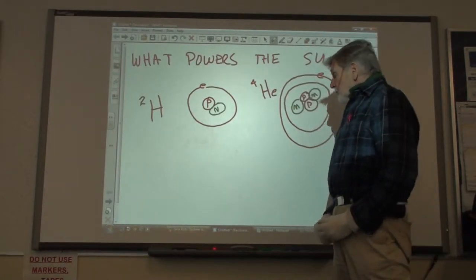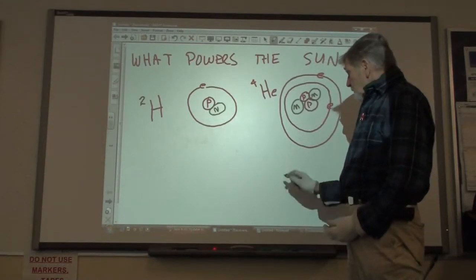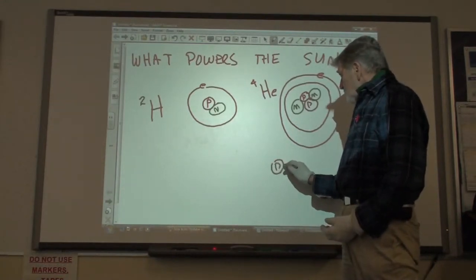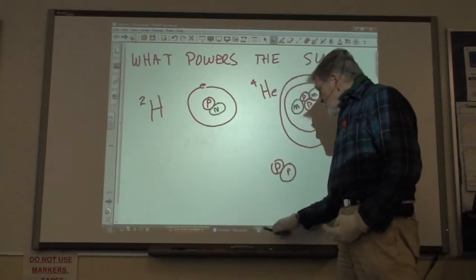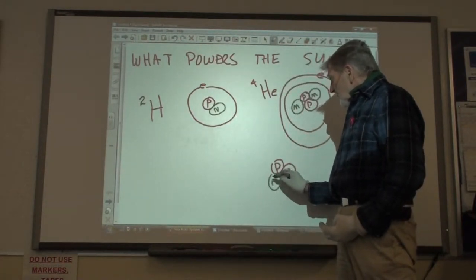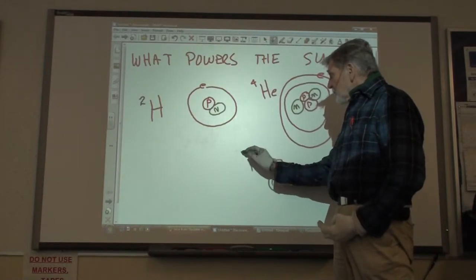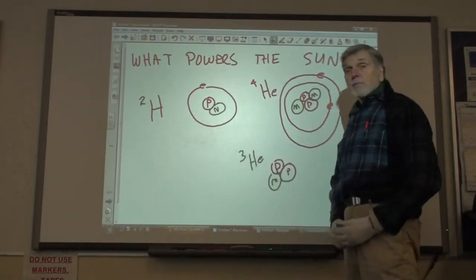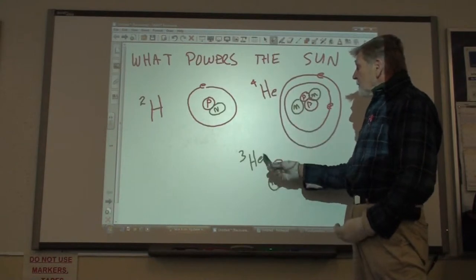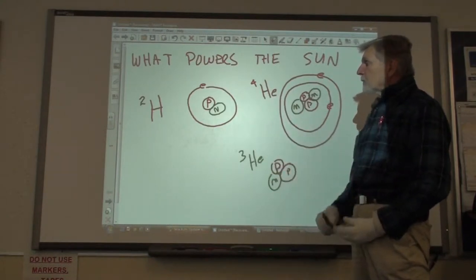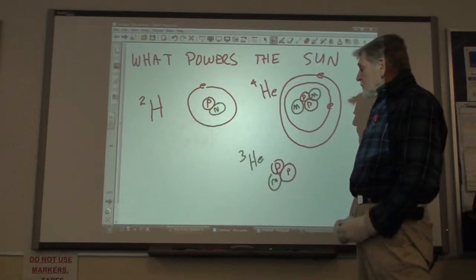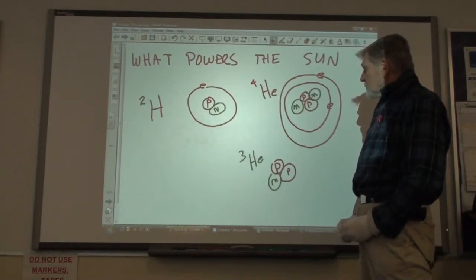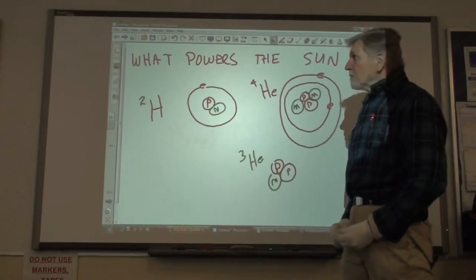Now, helium also comes very commonly in the 3 form, where we have 2 protons, but 1 neutron has been taken away, so we have only 1 neutron, and this is now known as helium-3, or light helium. So these are pronounced helium-4 and helium-3, and we have 2 versions of hydrogen, basic hydrogen or heavy hydrogen, hydrogen-2. And we will use these as we determine what powers the sun.